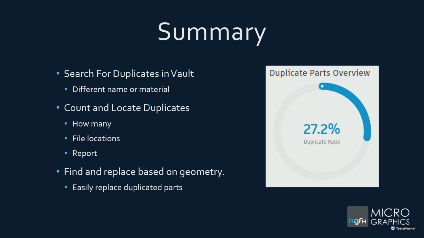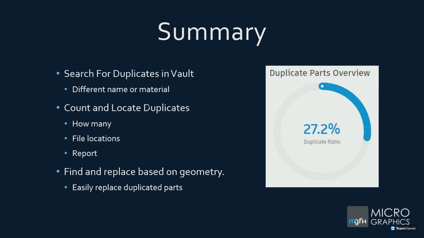So, in closing, what does duplicate search do? Basically, as it says, it allows you to search for duplicates in Vault, even if those duplicates, as far as geometry goes, have a different name or material, or different non-geometry properties. So it broadens the scope of what you can search for within Vault and allows you to get search results based on geometry. From an admin perspective, from a management perspective, it allows you to count and locate duplicates within Vault. How many duplicate files do you have as far as the geometry goes?